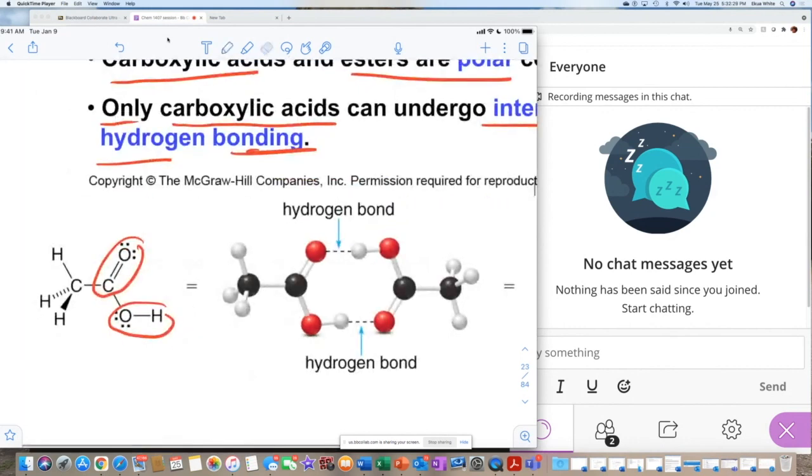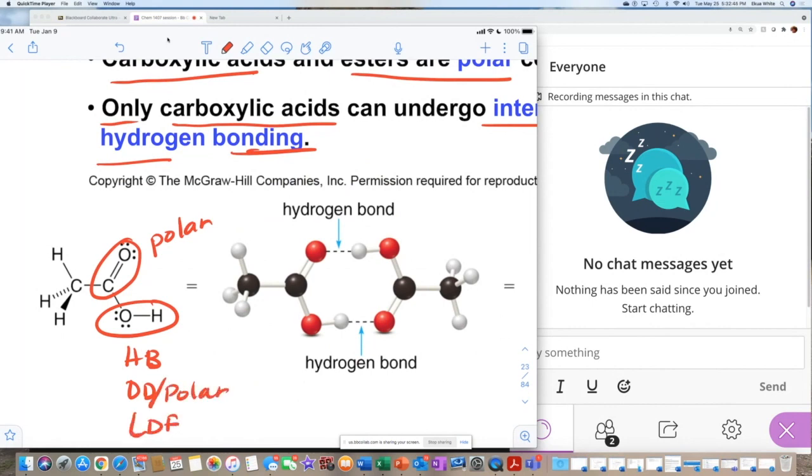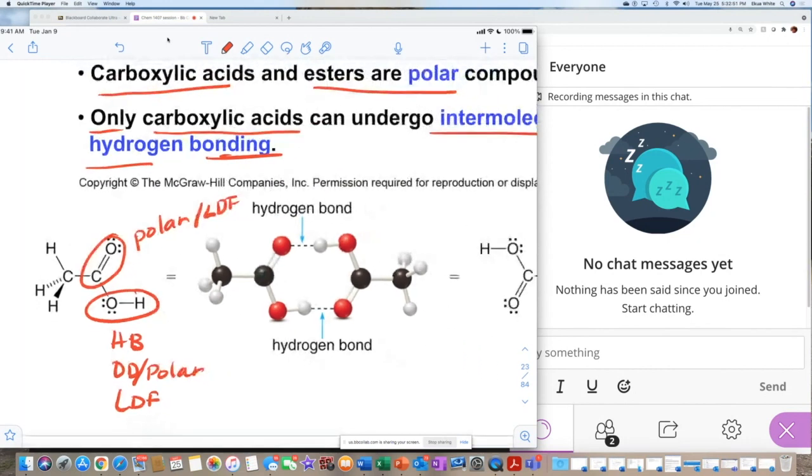Do you see that here? This is a carboxylic acid. This bond here, this is polar. This bond here is a step up, and it can do hydrogen bond because it literally is an OH. It can do dipole-dipole, meaning it's polar. And it can do LDF. Polar here, carbonyl is polar and can also do LDF, right?